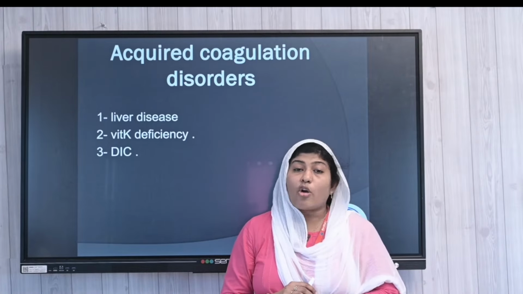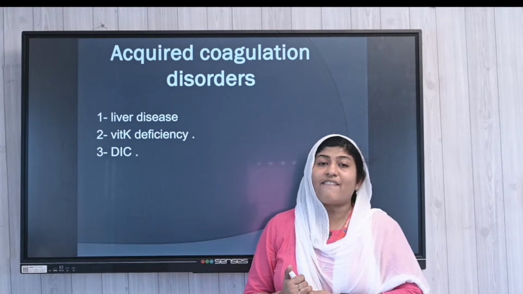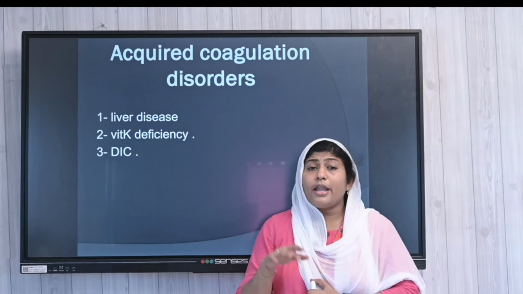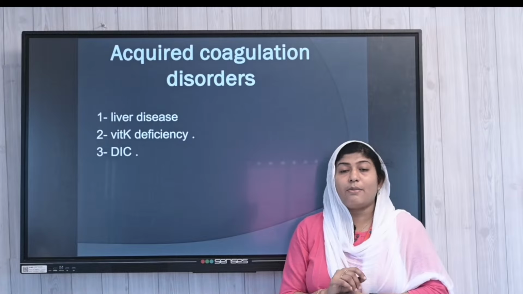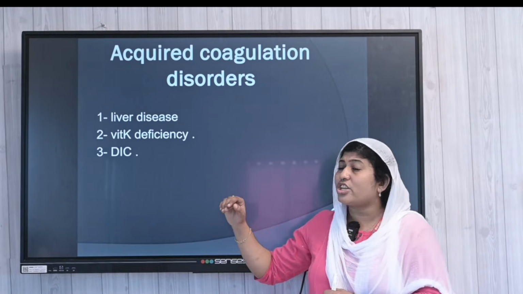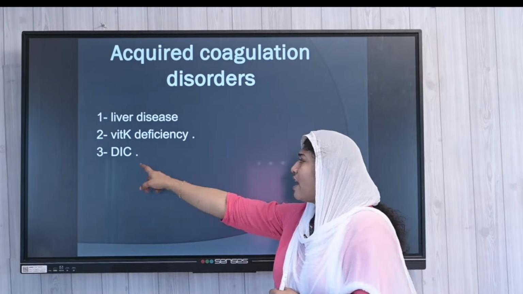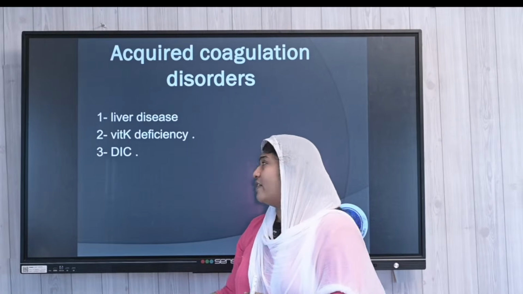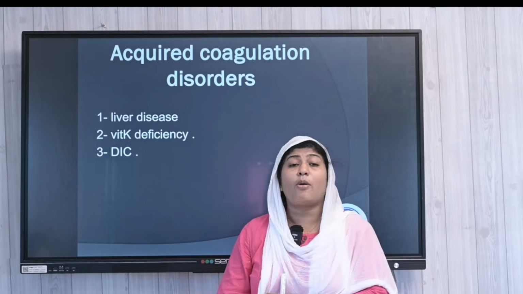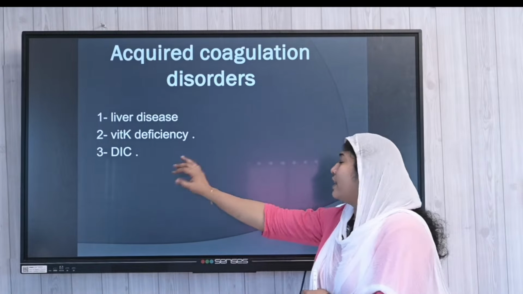Then the next condition is called DIC, disseminated intravascular coagulation. It may be a problem in the primary and secondary hemostasis area, and the fibrinogen will have a problem. So all these conditions are together called acquired coagulation disorders. If a patient has disseminated intravascular coagulation, our RBCs will also undergo an abnormal shape change, called schistocyte formation, which is very important related to the condition.